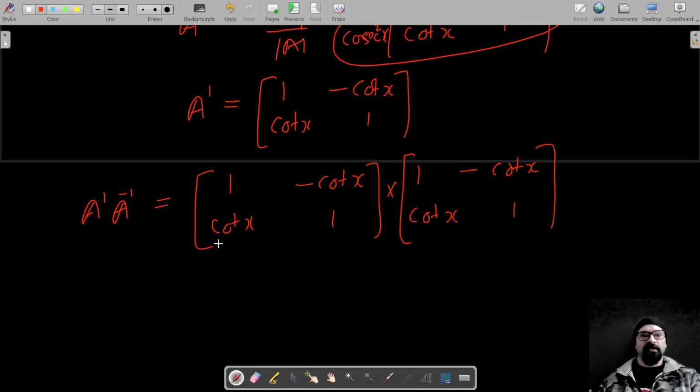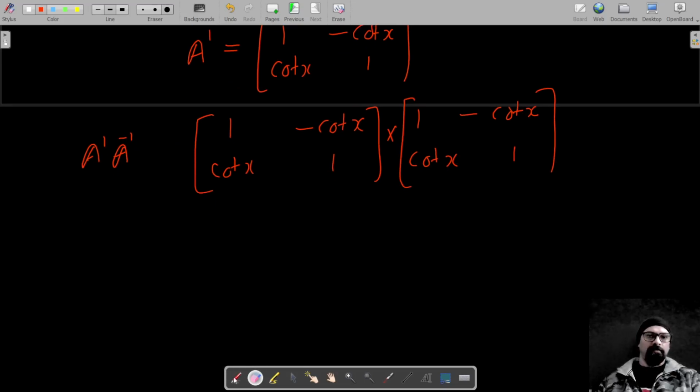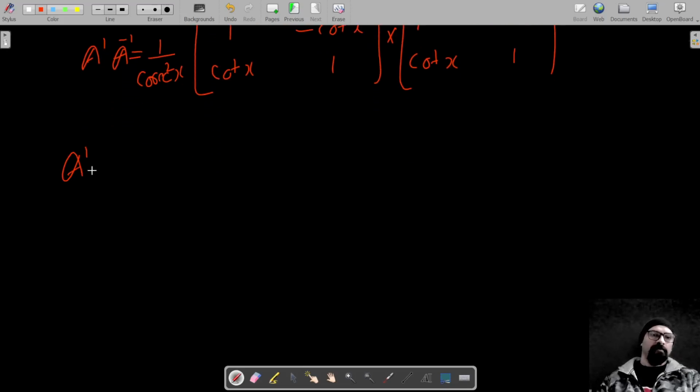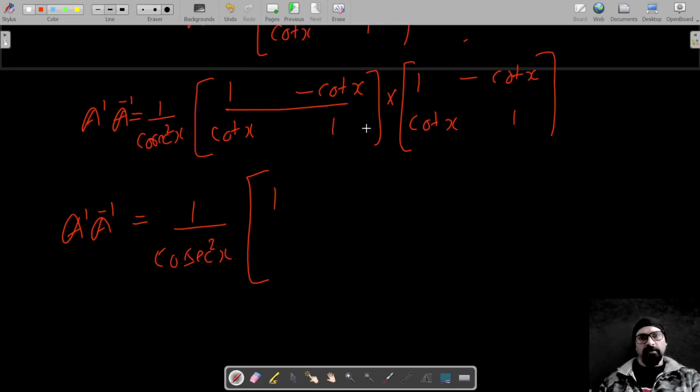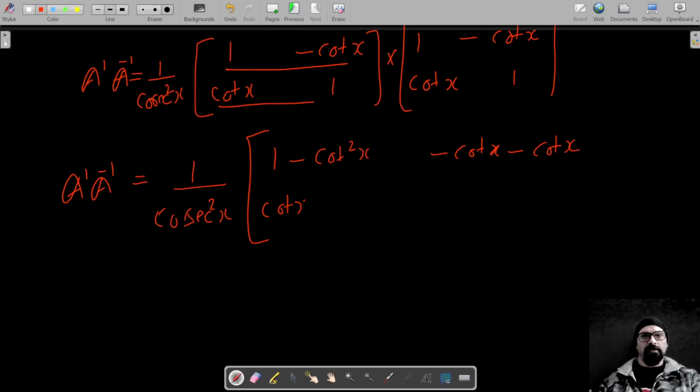So this is A inverse, and this is 1, minus cot x, 1, and I will just keep 1 by cosecant square x here. Okay, so A transpose into A inverse is equal to 1 by cosecant square x. Okay, this into our first column, so 1 into 1 is 1, and negative cot square x. This with the second column, so negative cot x and negative cot x. This is cot x plus cot x. This is negative cot x.